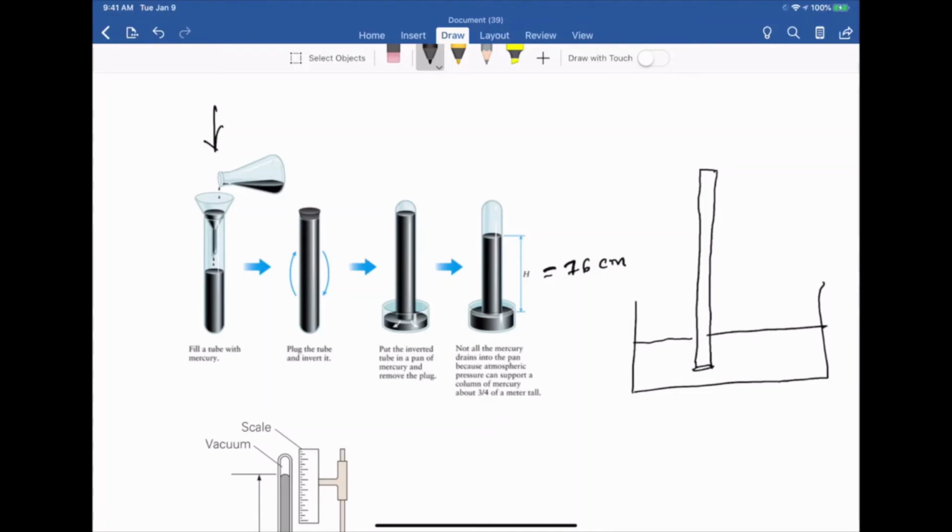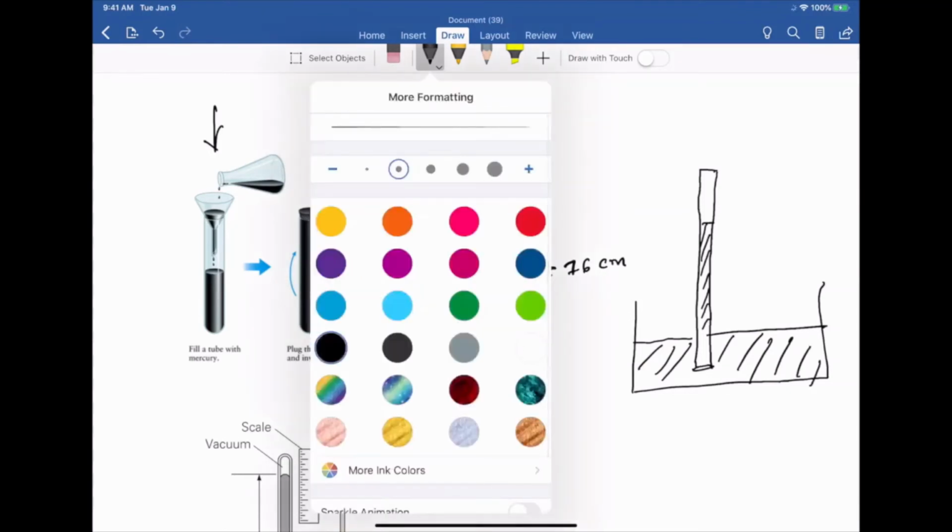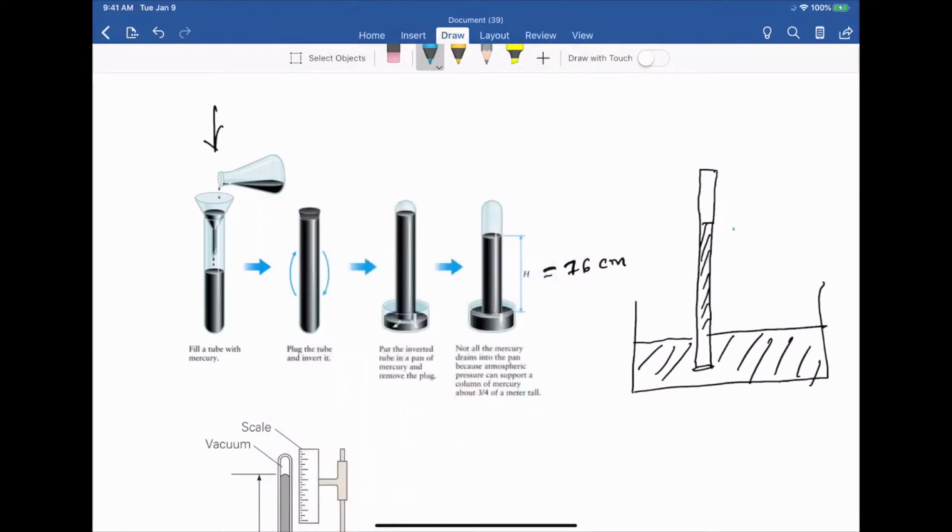And what we just said is that the mercury level will not fall further beyond this. This is all mercury, 76 centimeters. So let's call this height H. I'll use a different color here. Okay, now let's try to understand why the mercury isn't flowing any further.